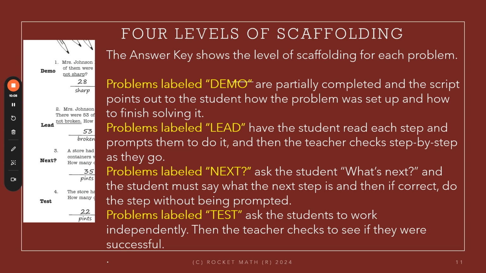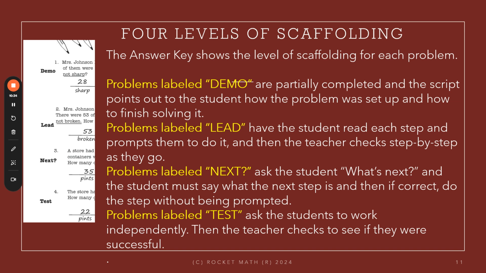Problems labeled next have a script where the teacher asks the student what's next, and the student must say what the next step is, referring to the box of steps if needed. If they say the correct step, then they go on to do the step without being prompted. This is the level where the teacher finds out if the students can follow the steps with only the box of steps to keep them on track.